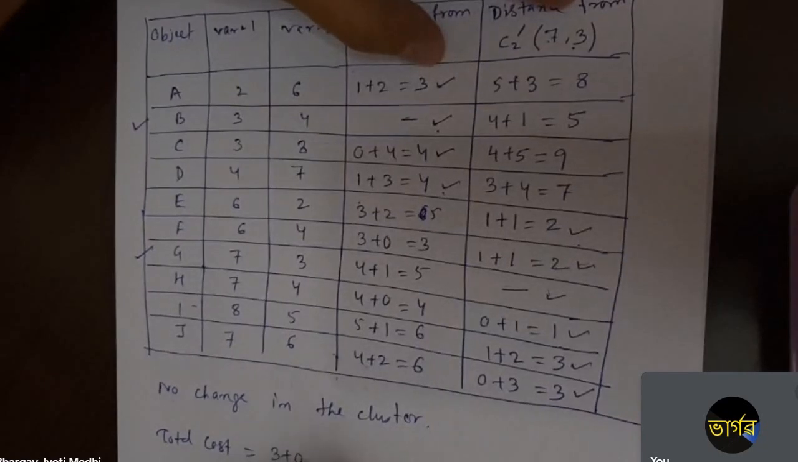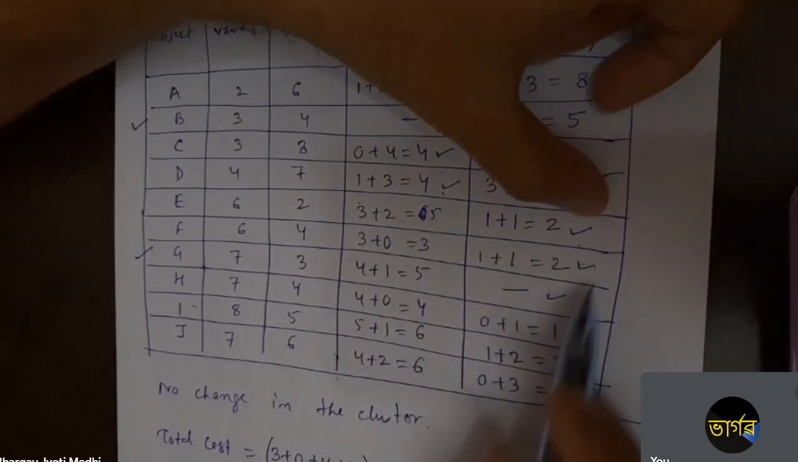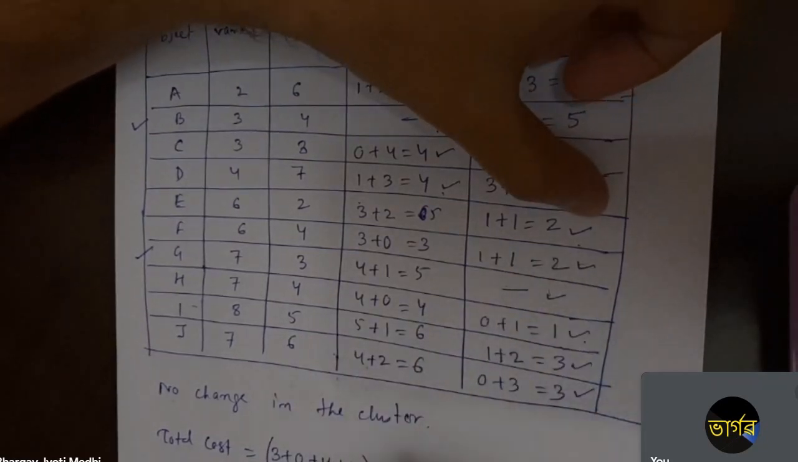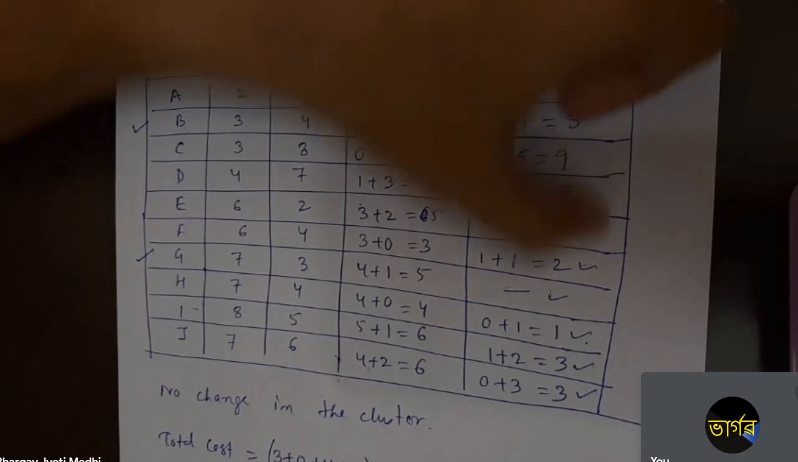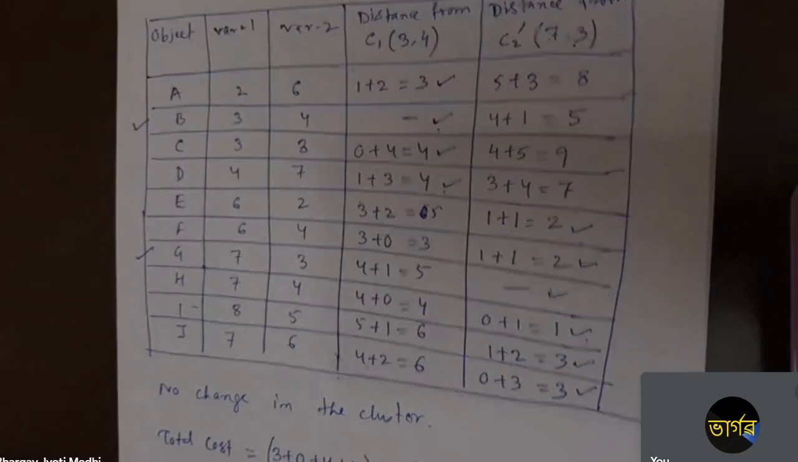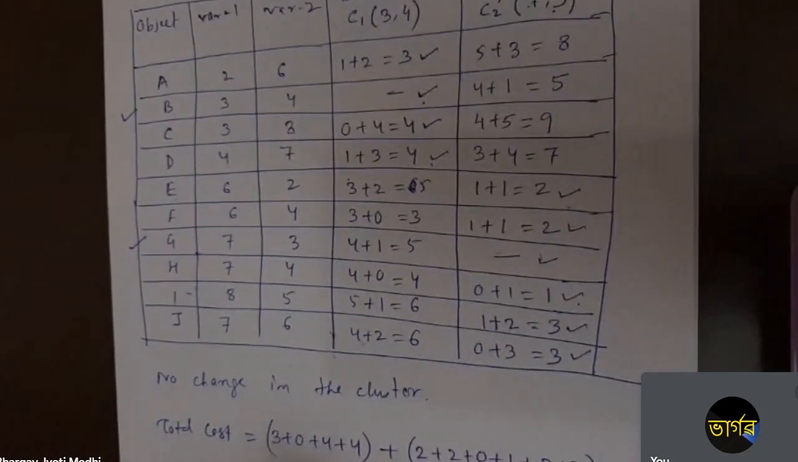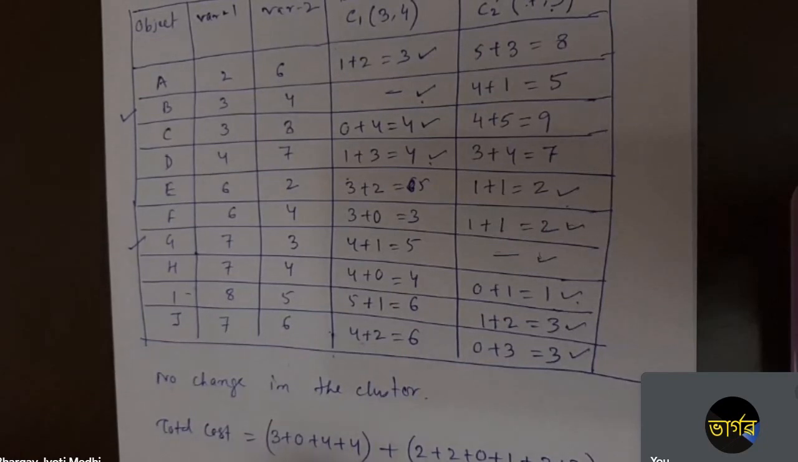2 2 0 1 3 3. Only the ticked values you have to add, okay, that is the cost. So you see the cost: 3 plus 4 plus 4 is 11, plus 2 plus 2 plus 1 plus 3 plus 3 is 11. Okay, 11 plus 11 it is 22. Total cost is now 22.